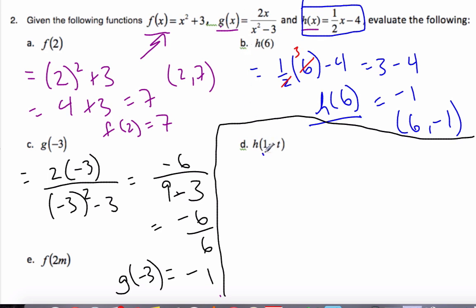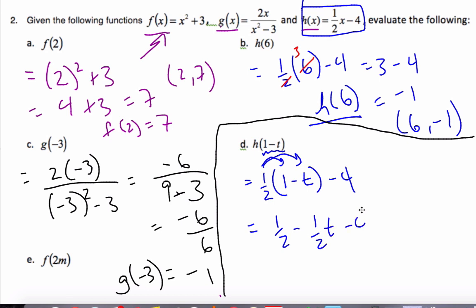So this is our x value. Okay, we can do that. All right, so what am I going to write? I'm using the h of x function, but my x value is 1 minus t. So that's going to be 1/2, and as opposed to the x, I replace in 1 minus t, minus 4. That didn't hurt so bad. Now I have to distribute the 1/2. I get 1/2 minus 1/2 t, subtract 4 more.